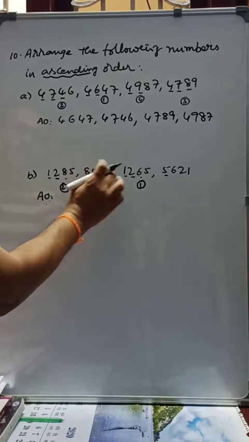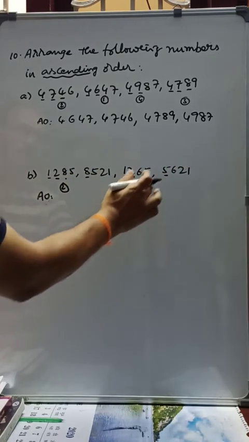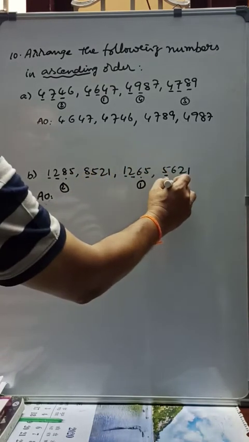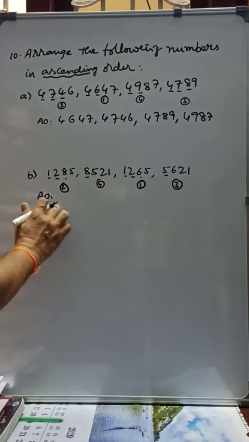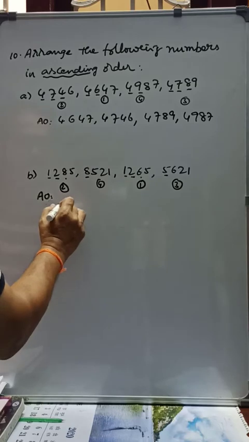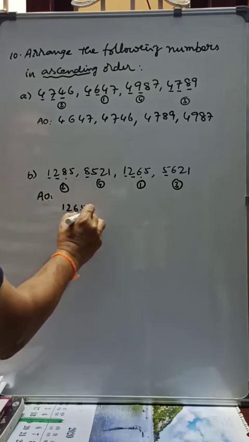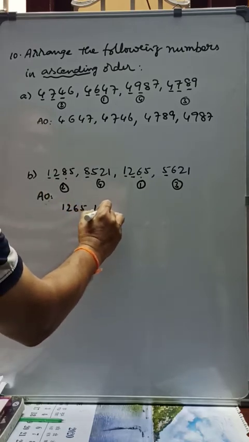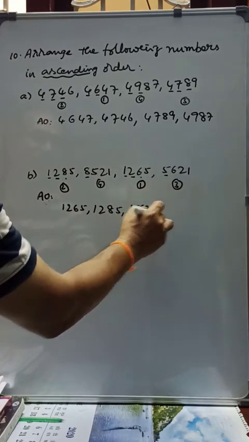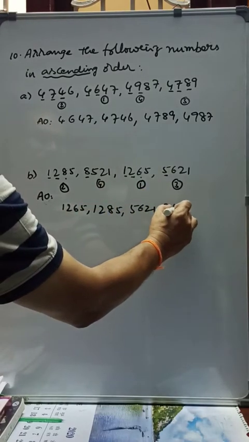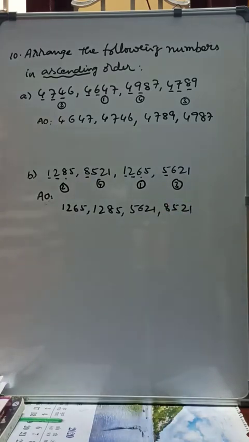Between 8521 and 5621, 5 is smaller than 8. So write this number as third and this is the fourth. So to write the ascending order, first number is 1265, second number is 1285, third number is 5621, last number 8521. A and B are completed.